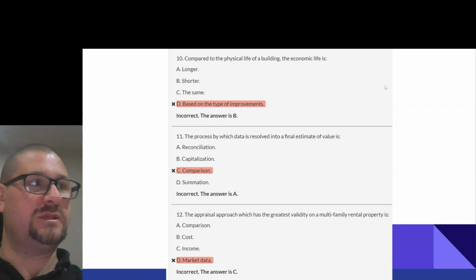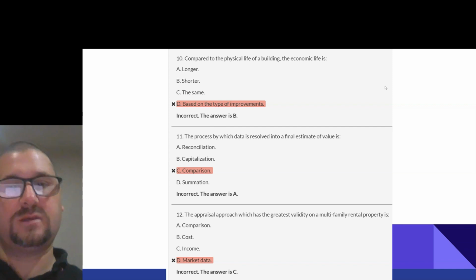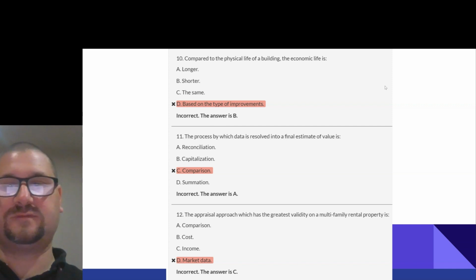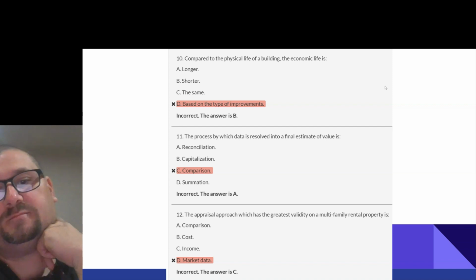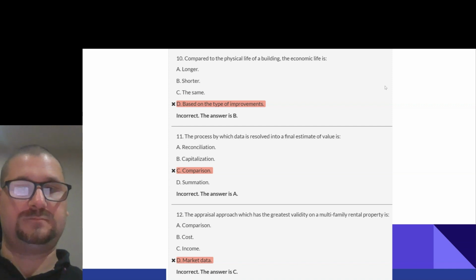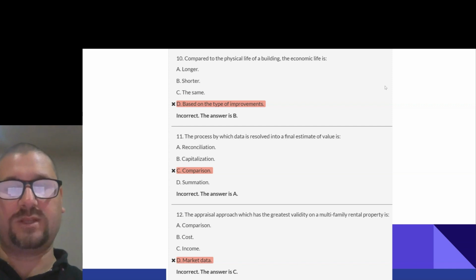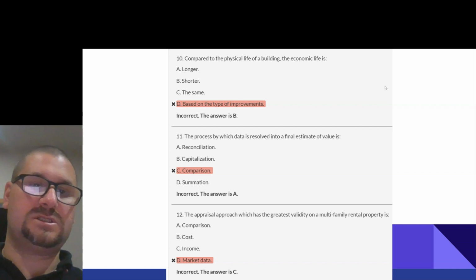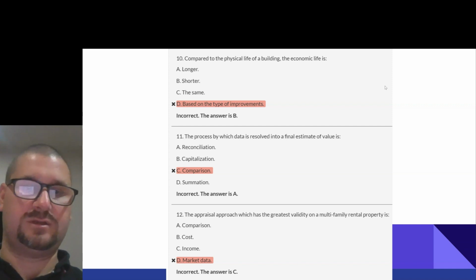The appraisal approach which has the greatest validity on a multi-family rental property is what? It is Charlie, income. So the appraisal approach which has the greatest validity on a multi-family rental property is income. Is it comparison? No. Cost? No. Market data? No.